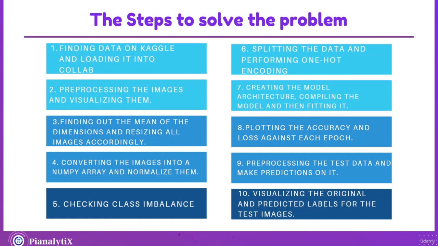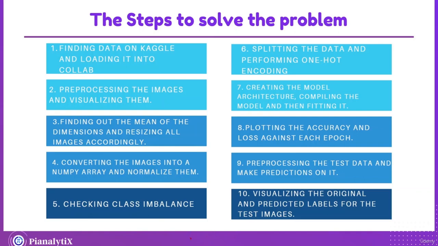Then the important step is to check whether the data is balanced or not. So we'll check if there is a class imbalance or not. Then we will split this data and we'll also perform one-hot encoding on the target variable, that is the classes. One-hot encoding is really important because it prevents the data from getting prioritized.